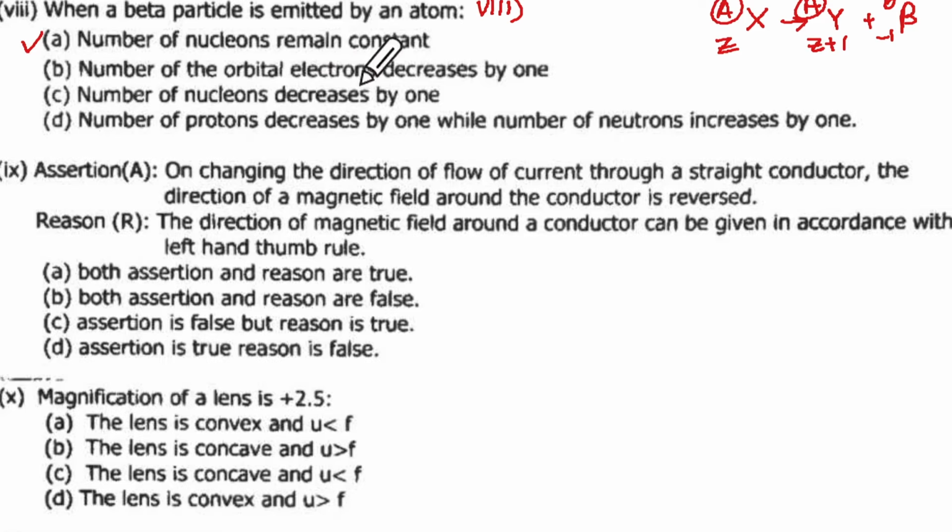Number of orbital electrons decreases by 1? Orbital electrons are not affected at all. Number of nucleons decreases by 1? A remains A, so no. Number of protons decreases by 1? No, protons increase by 1. So this is also wrong. Understood how to go with that?